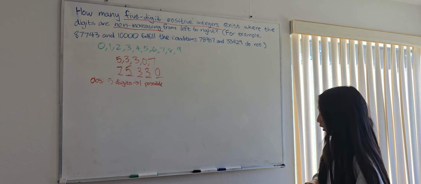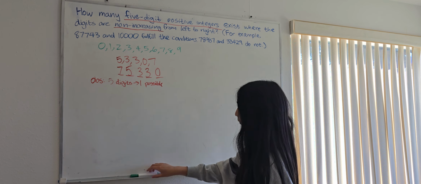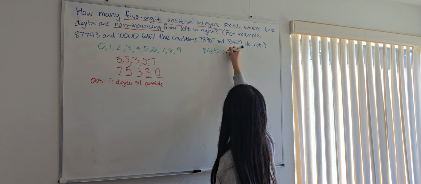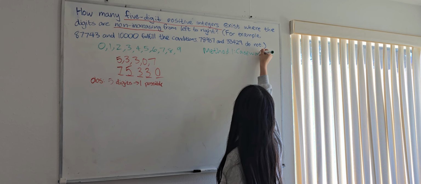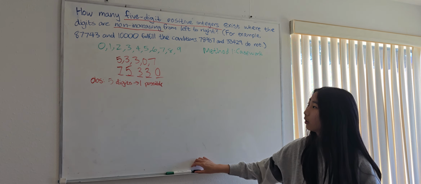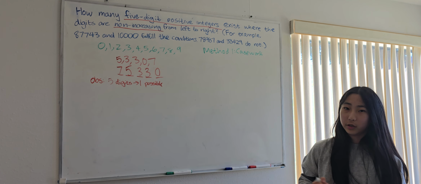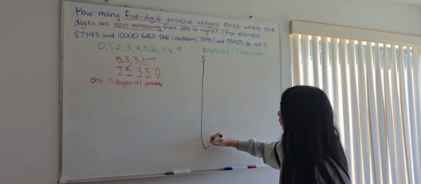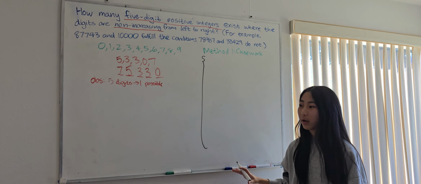So continuing with this problem, we'll move on to our first method. Our first method is casework. So what we will do in this one is split all of our 5-digit sets into different cases. And the easiest way to do this would be to categorize the 5-digit sets based on the number of distinct digits that we have in them.